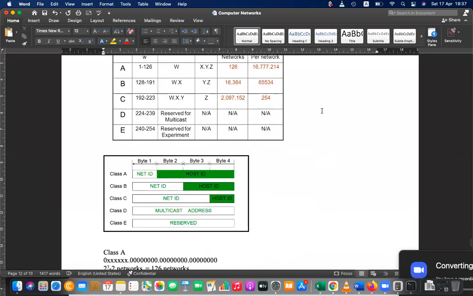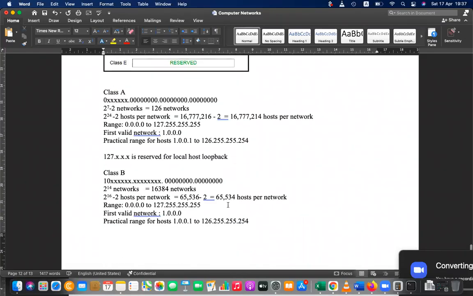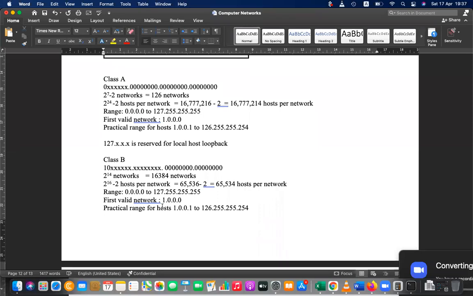Right now, the number of hosts per network is 2 to the power 16 minus 2. Here you can take the beginning network. You can just write it like this. And so what is the range now? Can you tell me the range?